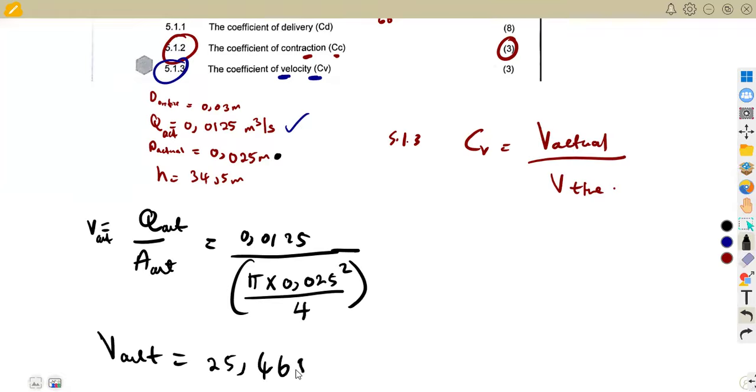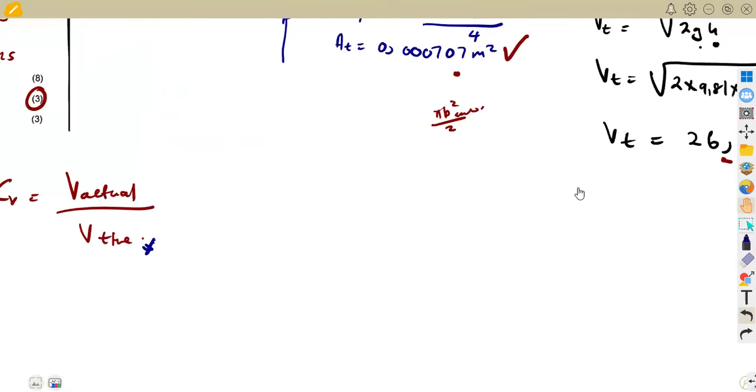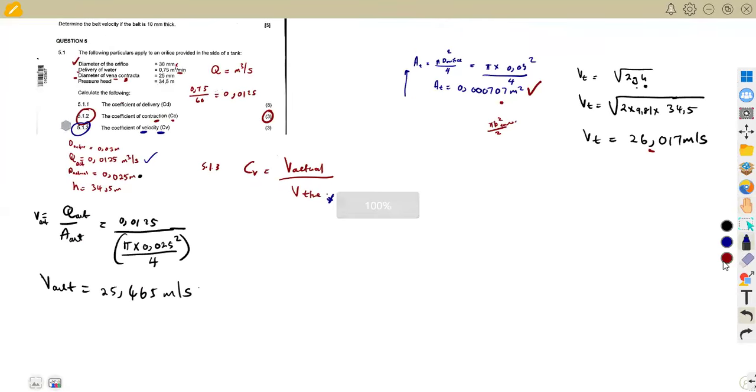So it was going to be 465 meters per second. Remember, we calculated the theoretical velocity from our VT, which is the square root of 2gh. Yes, we calculated this, so we have this one. We're just going to substitute here.